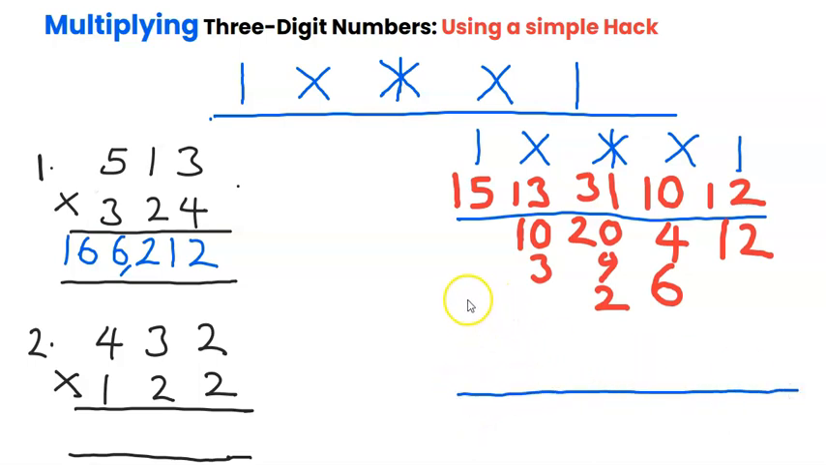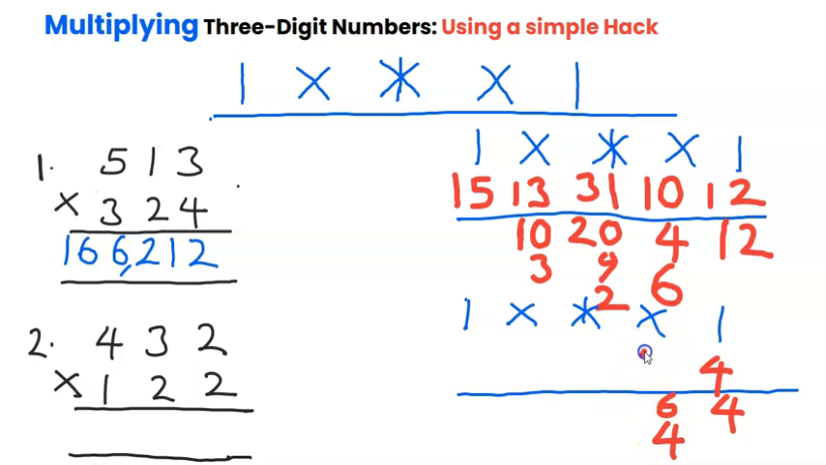So 1, cross, star, cross, and 1. So 2 times 2 will give me 4. So I'll write down 4 here. So 4, just put it as 4. Good. Then cross multiply. 2 times 3 is 6. Write down 6. Then 2 times 2 is 4.